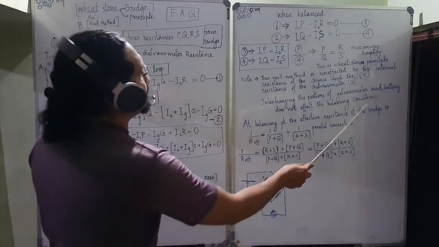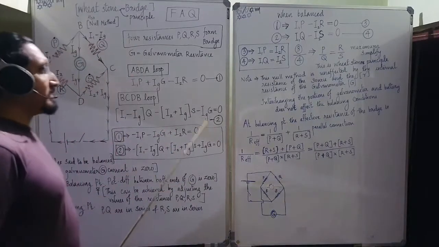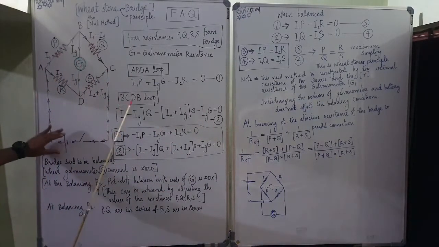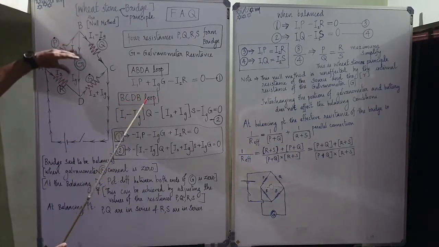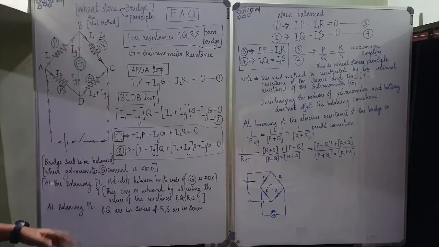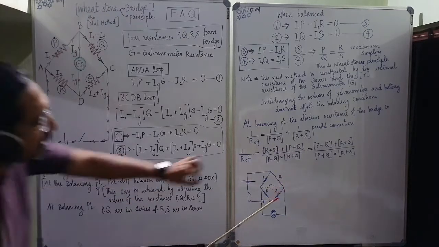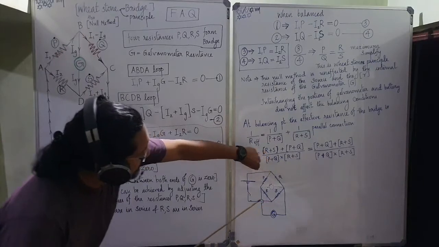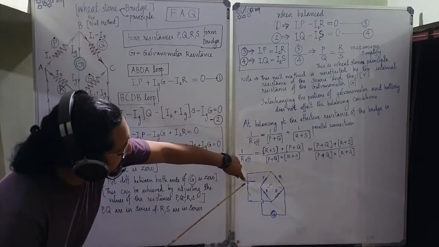Interchanging the positions of the galvanometer and the battery does not affect the balancing condition. What is that? Interchanging this and this means this will have a position over here and that position will come over here. Okay, I want to redraw now. Let's redraw that thing. This thing will disappear. These two were connected to a galvanometer earlier; that connection I am splitting up and giving to the battery here.